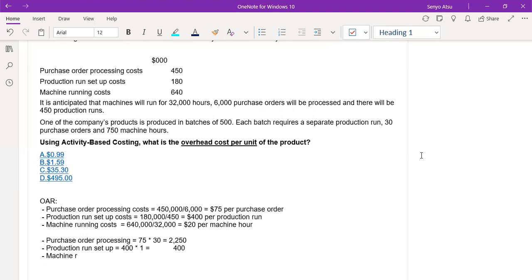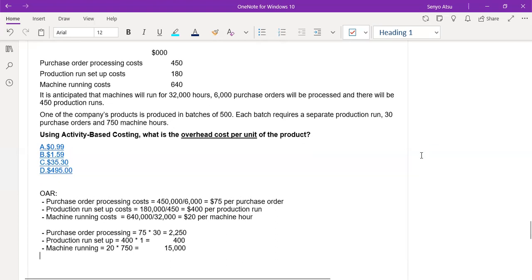Machine running at the rate of $20 per machine hour. Each batch requires 750 machine hours. Activity-based costing is about each driver of cost. The more you consume it, the more overhead cost we charge to you. That's why we are using the rate. The requirement is about the total overhead.